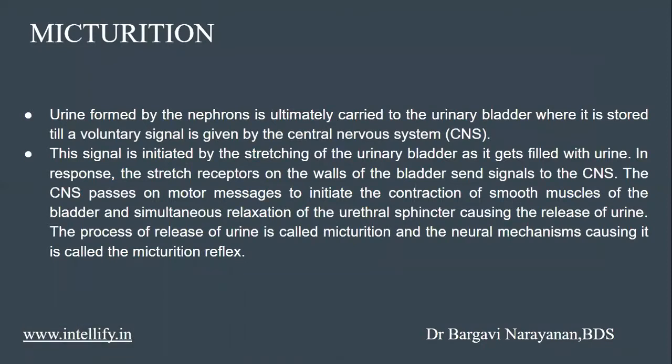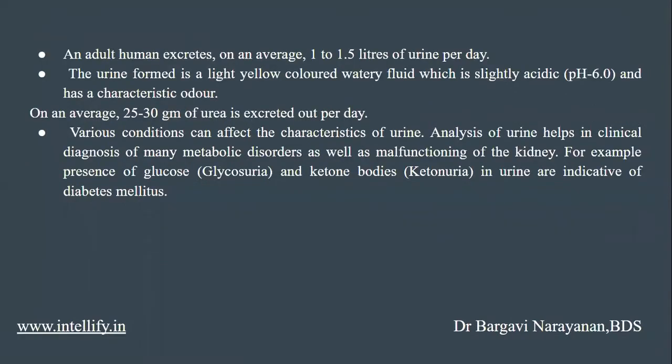Now, urine formed by the nephron is ultimately carried to the urinary bladder where it is stored till a voluntary signal is given by the central nervous system. Now, this signal is initiated by the stretching of the urinary bladder as it gets filled with urine. In response, the stretch receptors on the wall of the bladder send a signal to the central nervous system. Now, the central nervous system passes a motor message to initiate the contraction of the smooth muscles of the bladder and simultaneously relax the urethral sphincters, causing the release of urine. Now, this process of release of urine is called micturition, and the neural mechanism causing it is called the micturition reflex.